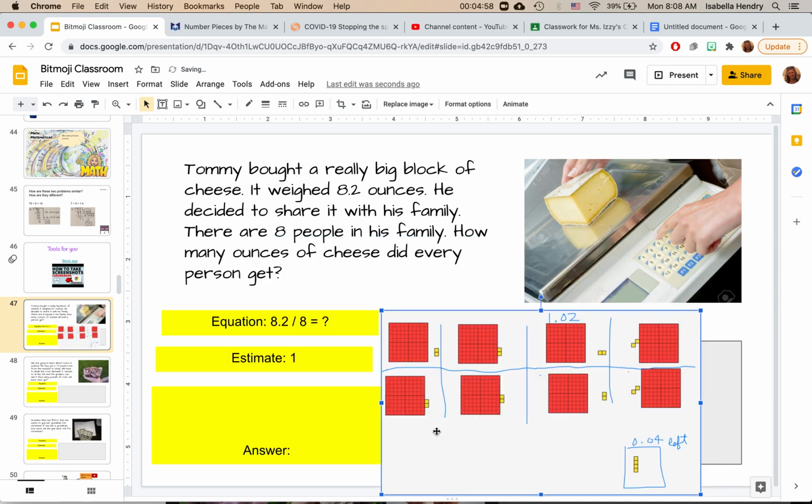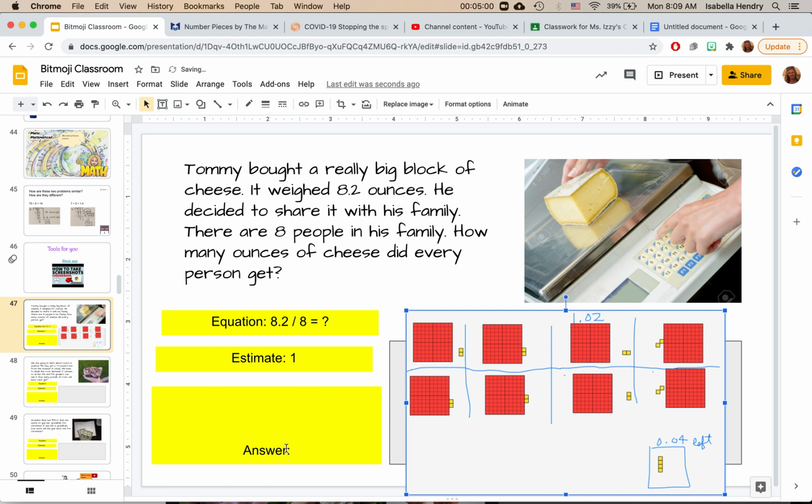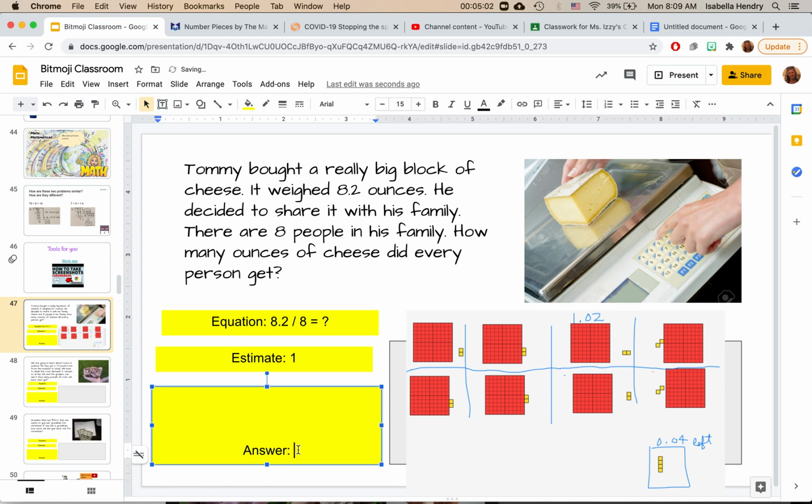Then I'm going to write my answer in a complete sentence, which I realize is something I was not very good about reminding you guys to do last week. So I'll say each person got 1 and 2 hundredths ounces of cheese. There were 4 hundredths left over, which Tommy ate.